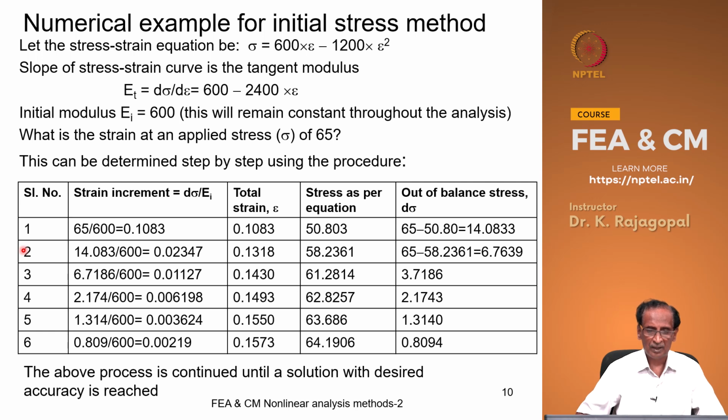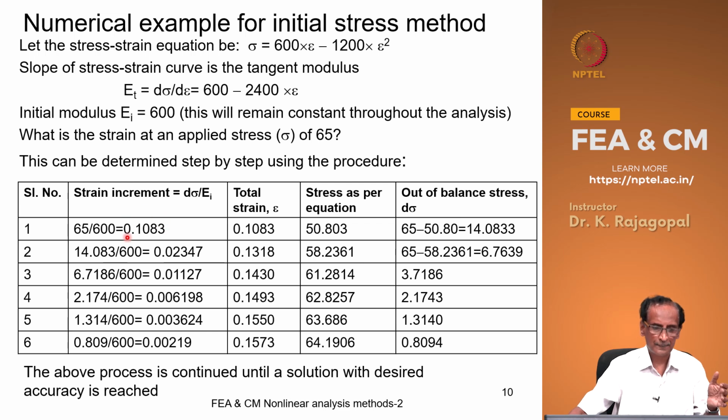And this is the procedure for the initial stress method. This is the step by step method. So our applied stress is 65, and our initial modulus is 600, that is going to remain constant. So we apply this 65.